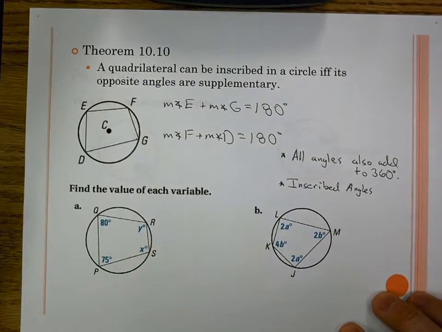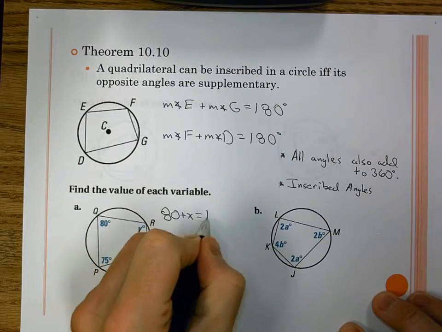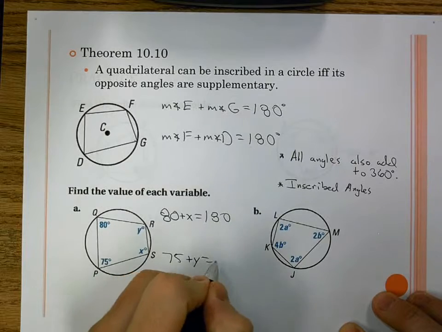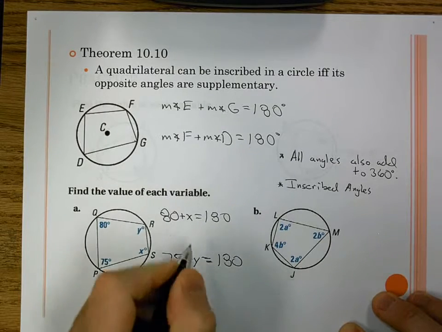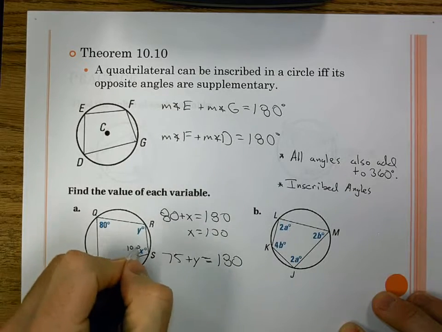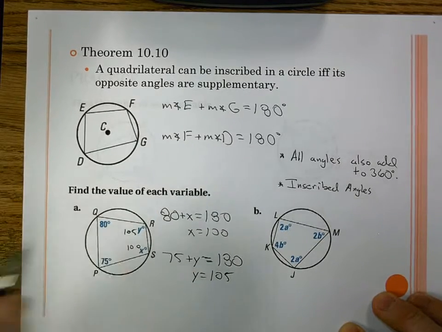I look at example A. Well, 80 plus X equals 180. 75 plus Y equals 180. So I solve for X, I get 100. I solve for y, I get 105. There's my values.